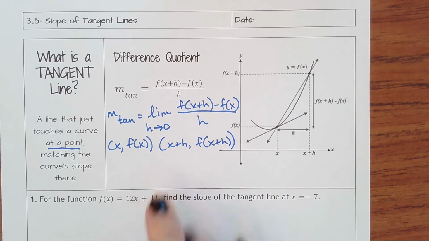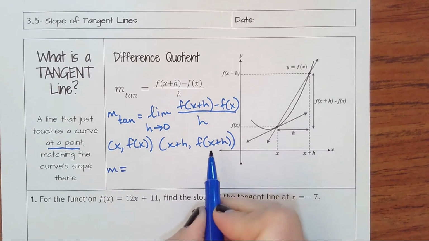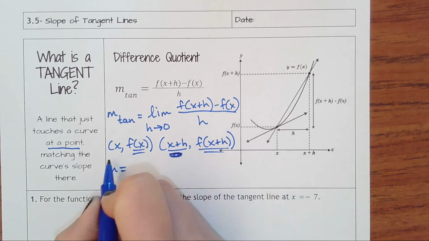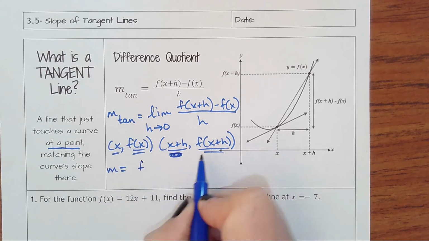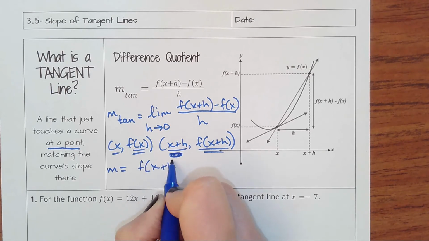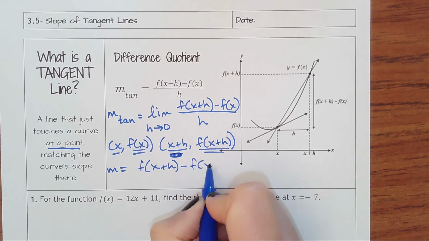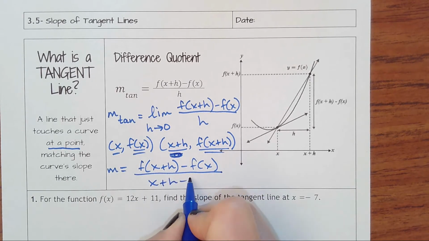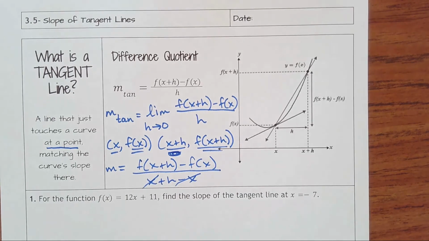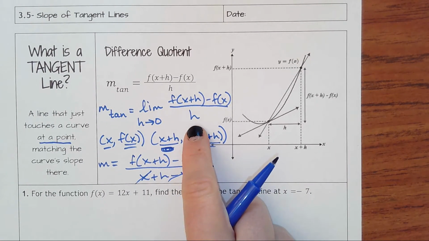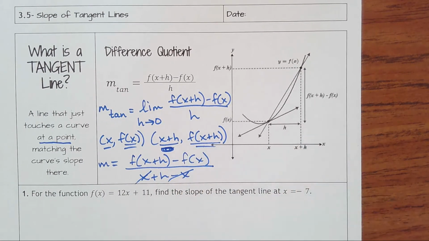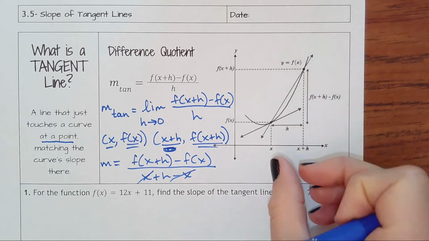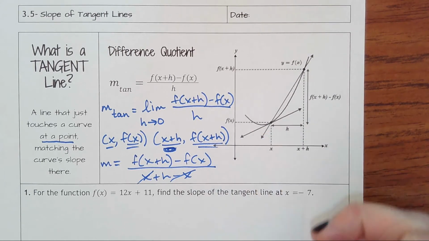And then if we were to find the slope of those 2 points, it would be y2 minus y1 over x2 minus x1. So that's where we get f of x plus h minus f of x over x plus h minus x. And what happens to the x minus x? They cancel each other out. So that's why there's just h on the bottom. So this is just kind of a visual to show you the change in y's over the change in x becomes just h.